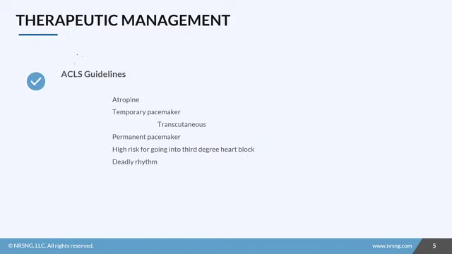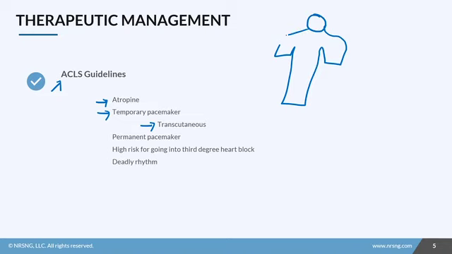So therapeutic management, you got to follow the ACLS guidelines. If they are very, very symptomatic and very bradycardic, we can do atropine. Temporary pacemaker, we can prepare them for a transcutaneous pacemaker. If y'all remember, this is where, here's my patient. One day I'll learn to draw without the arms being so big. He's not feeling so good. So here's my machine. I connect them to the pacer leads.